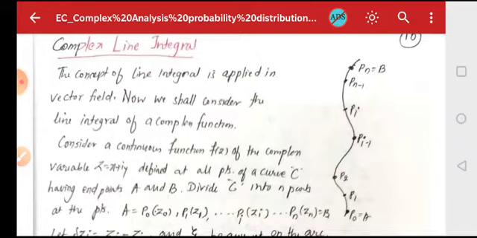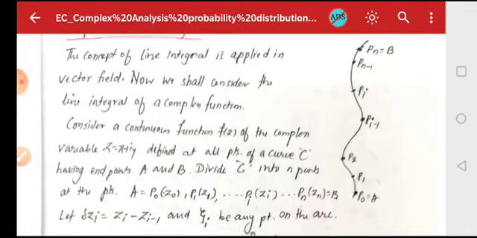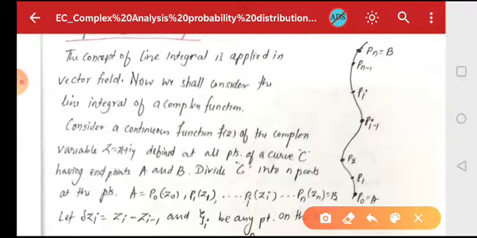Now we need to consider a continuous function f(z) of the complex variable z equals x plus iy, defined at all the points of the curve C having the endpoints A and B. You can see that here we have this curve. The starting point is A and the end point is B. It is also denoted by A equals P0. P0 represents the point on the curve for the point A, and B is represented by Pn.